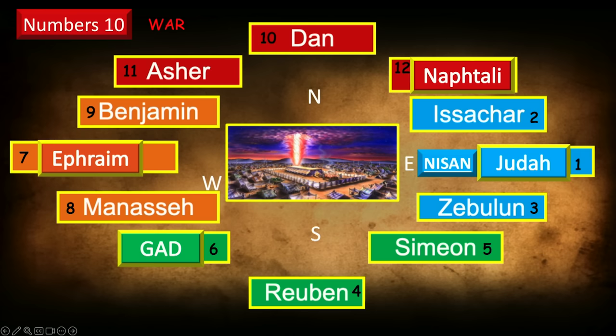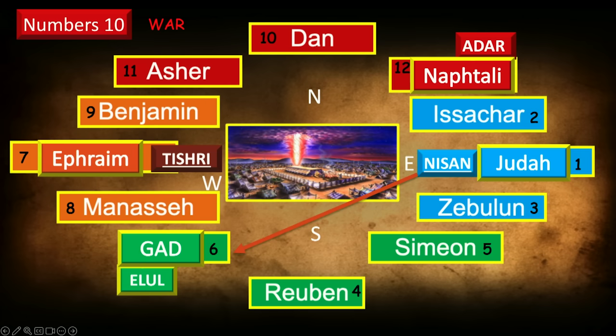And you go all the way around to the number 6, that is the month of Elul, which is right before Tishri, which is Rosh Hashanah, Yom Kippur, and Sukkot. Everyone following? Then comes Tishri, which is the first of the civil calendar, and then the last over there is Adar, which is the 12th month.